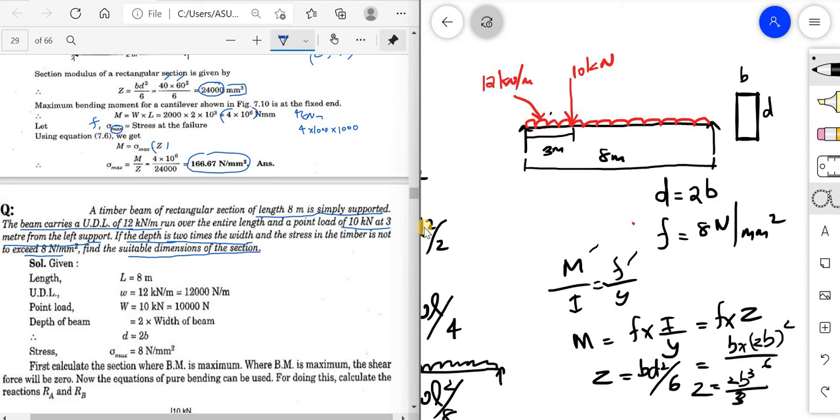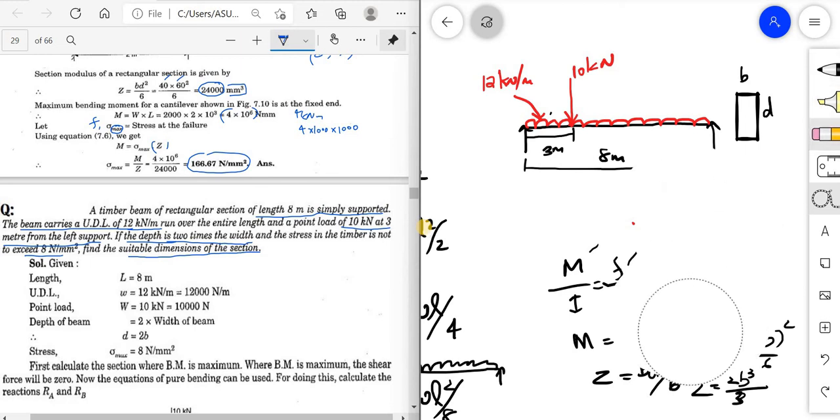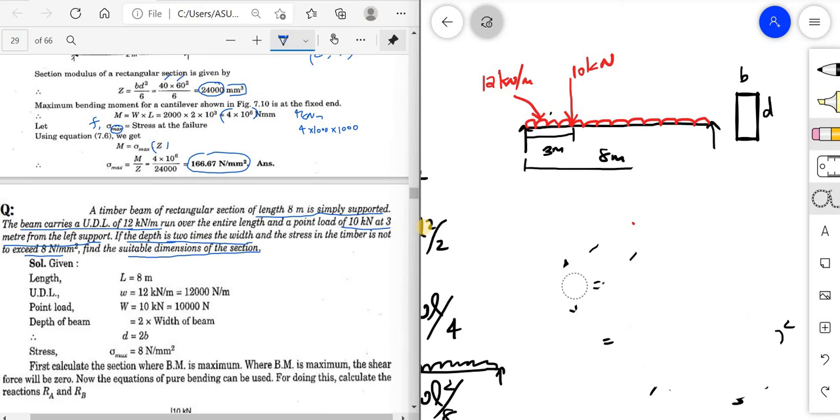Now next thing, this problem is made some more lengthy. I have to find out the maximum bending moment. Okay, so this is my diagram given. I have to find out the maximum bending moment. So I am taking the points as A, B, C. So how can I find out the maximum bending moment?